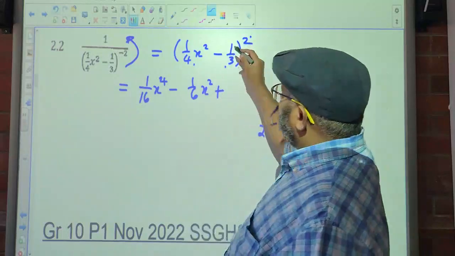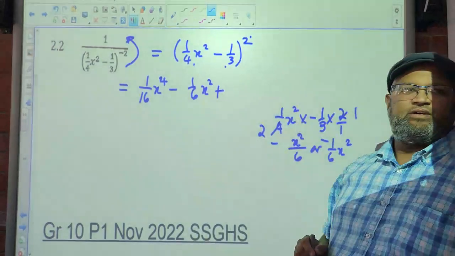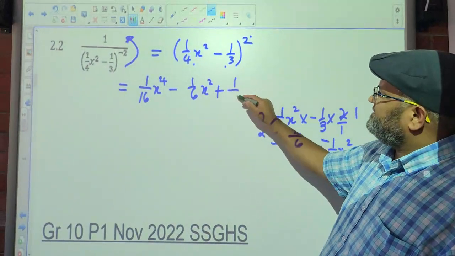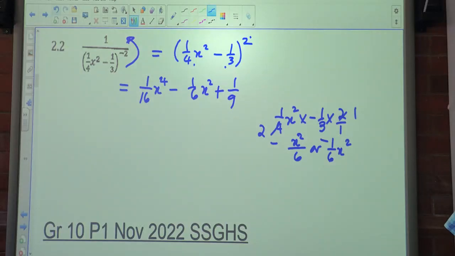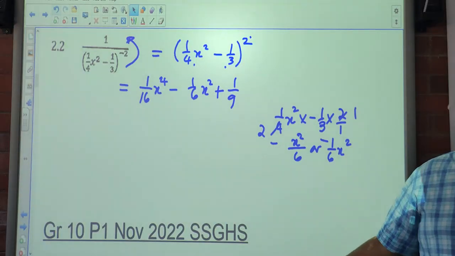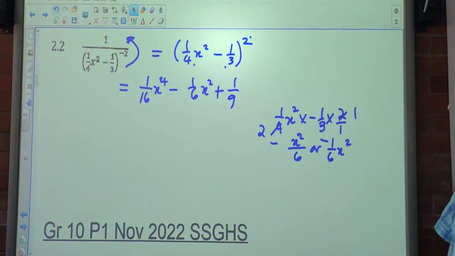And the last term squared will always be positive, so a third all squared will be 1 over 9. Okay, is there any confusion there? No confusion. Alright.